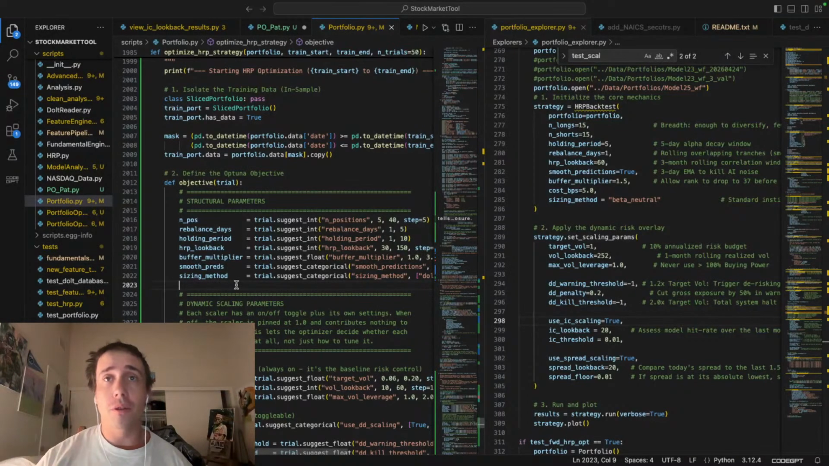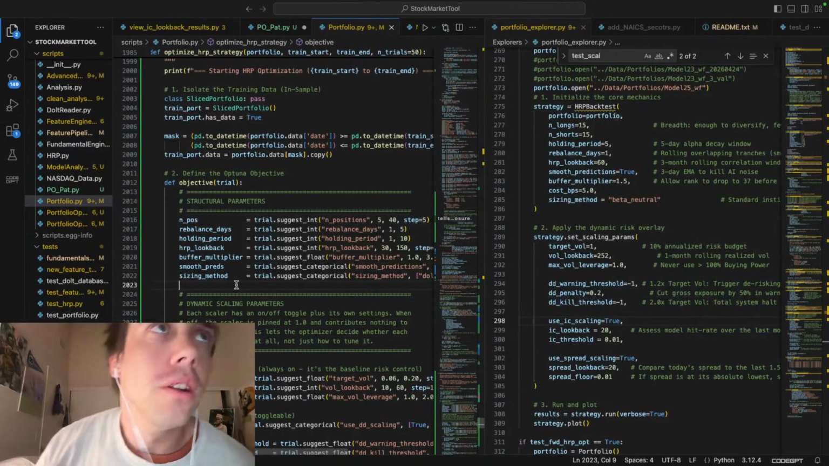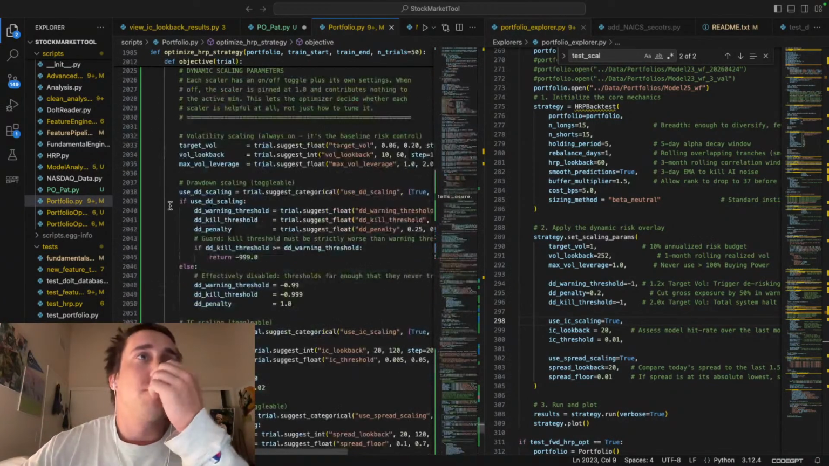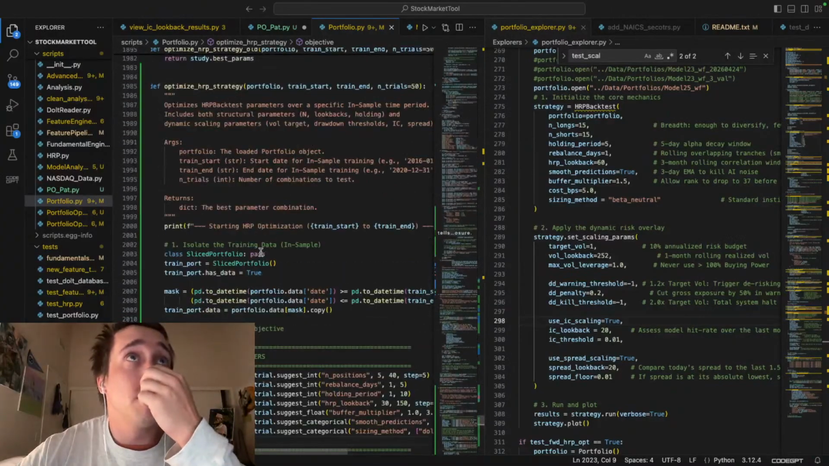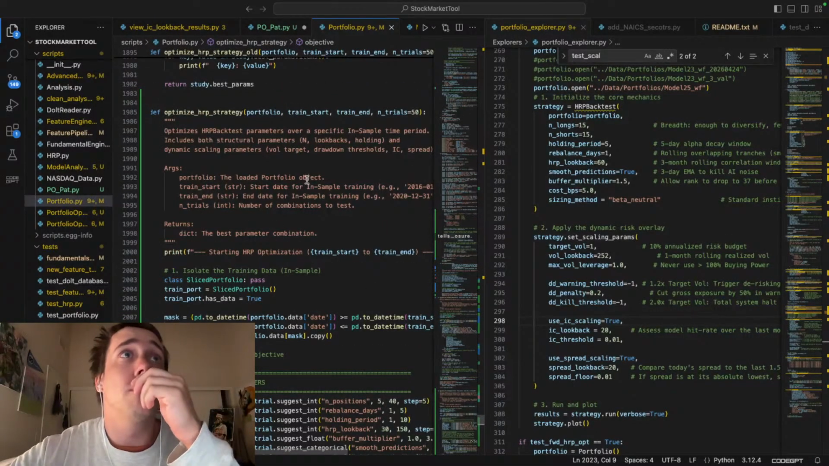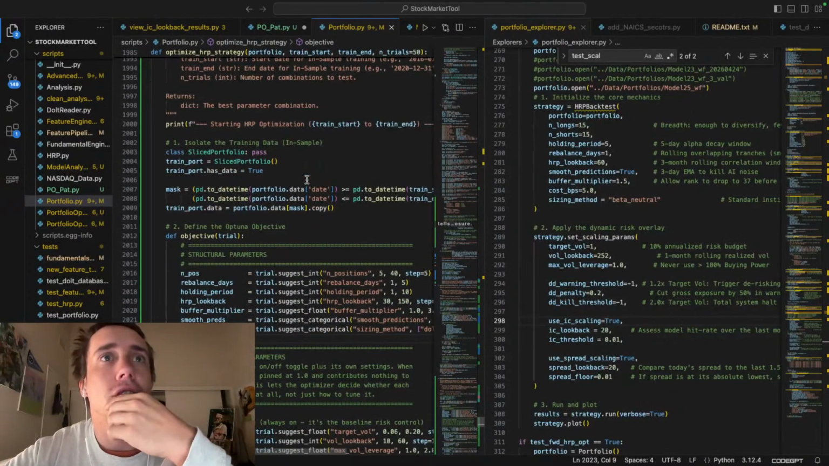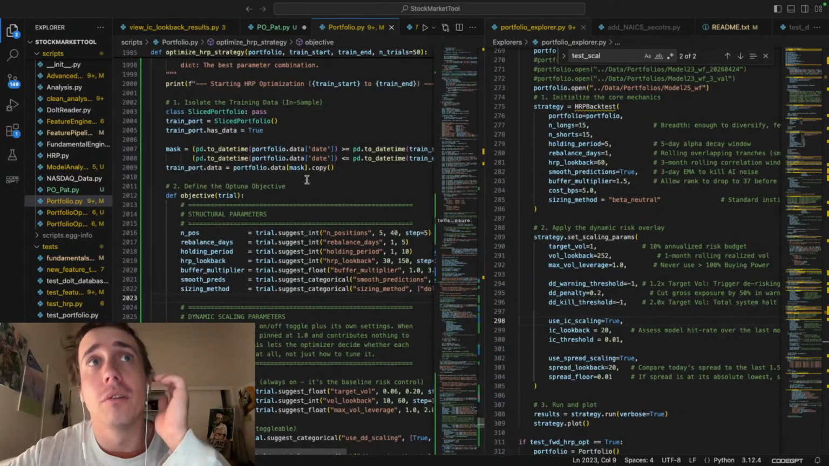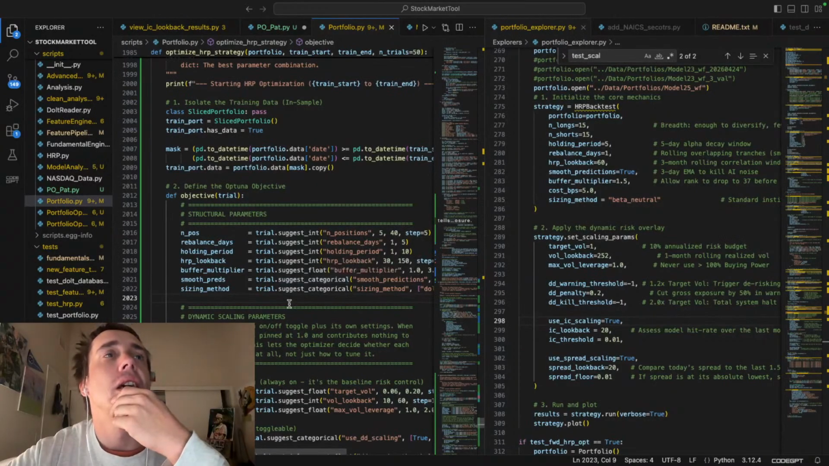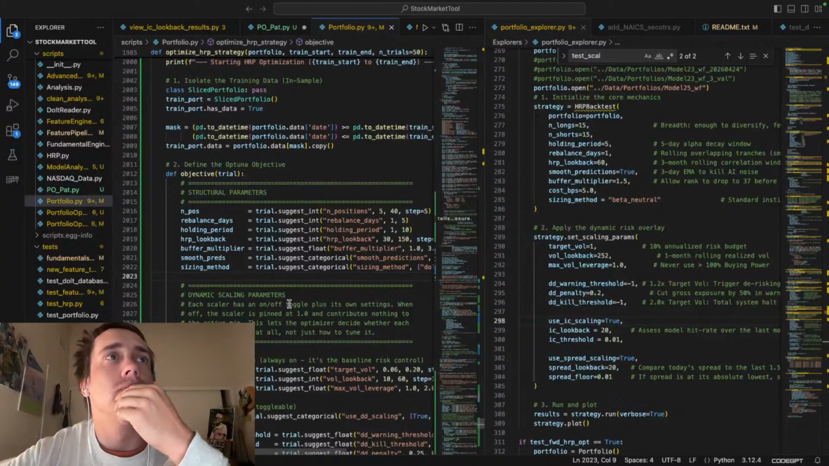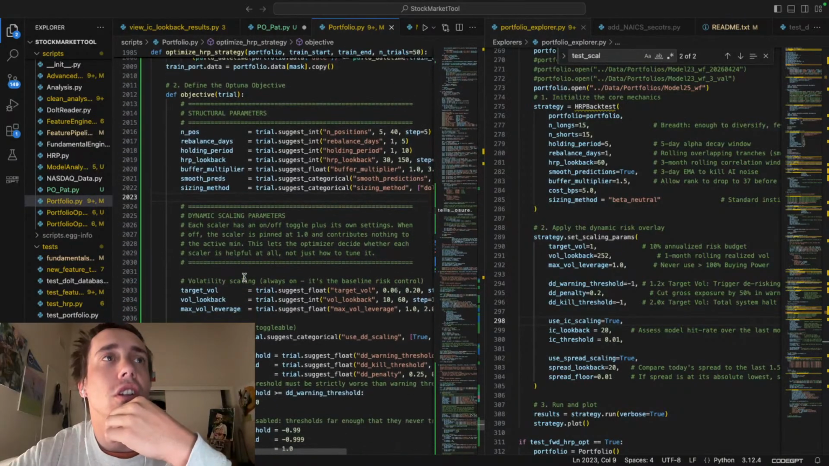So let's see, what do we want to optimize? I think I want to change this code so I can specify what I want to optimize. Number of positions, rebalance days, holding period, HRP look back, buffer multiplier, smooth predictions, sizing method.